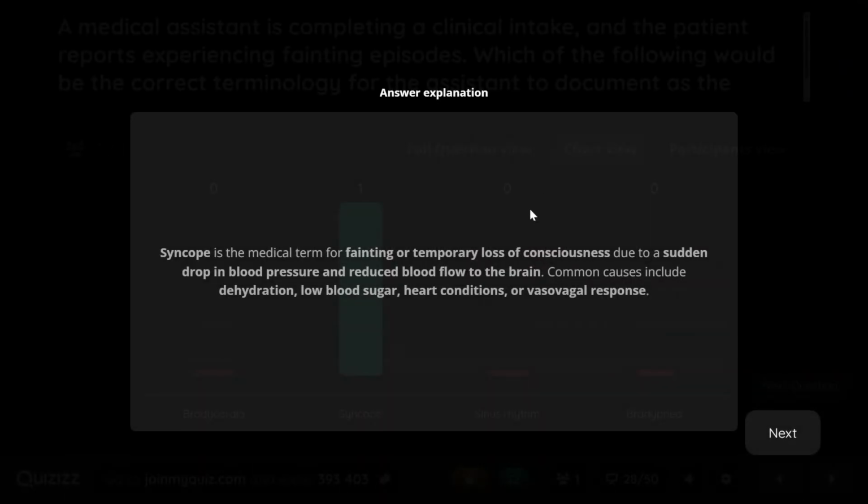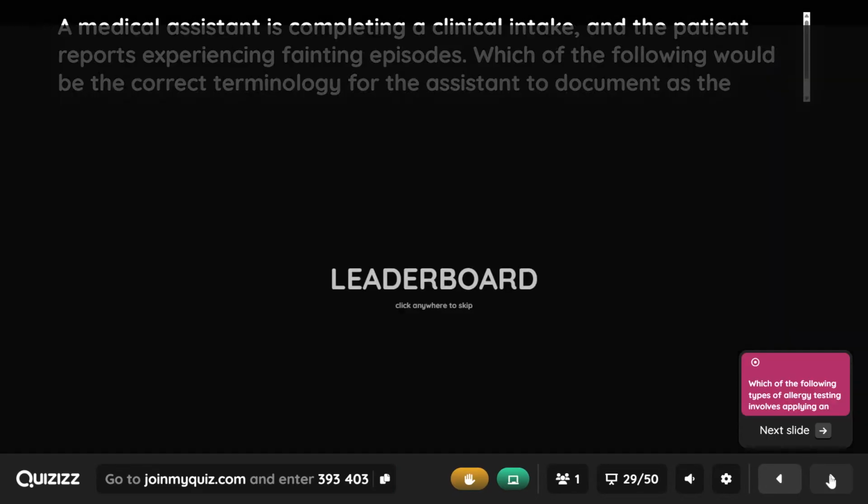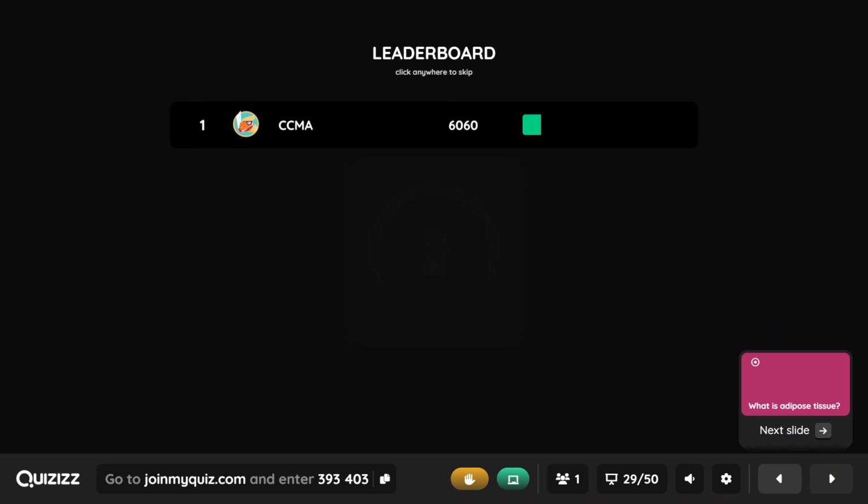Syncope is the term for fainting or temporary loss of consciousness due to a sudden drop in blood pressure and reduced blood flow to the brain. Common causes of syncope include dehydration, low blood sugar, heart conditions, and also vasovagal responses. All right, here we go for the next question.